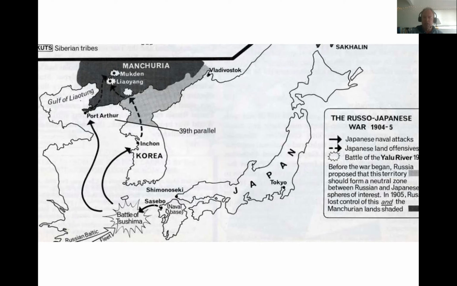And Japan, which had been largely isolated diplomatically until the middle part of the 19th century, rapidly militarizes in the early 20th century. And in this war called the Russo-Japanese War, Japan takes over Korea, which previously had been under the control of the Chinese, and becomes the dominant power in Manchuria, even though China technically still runs things in Manchuria.